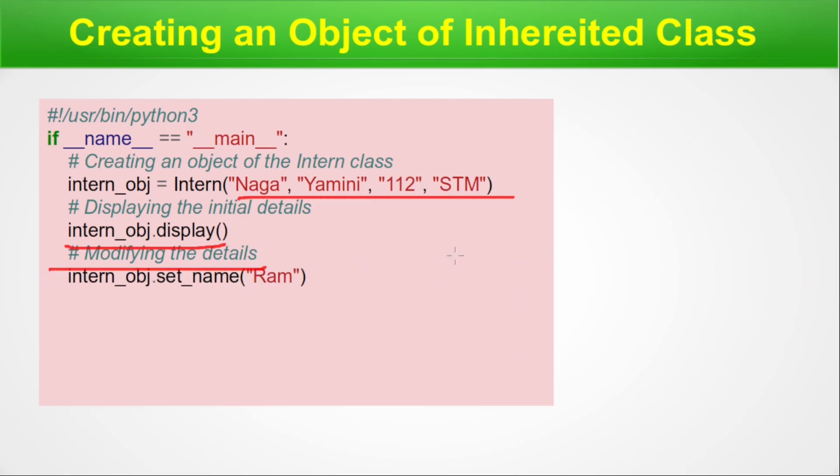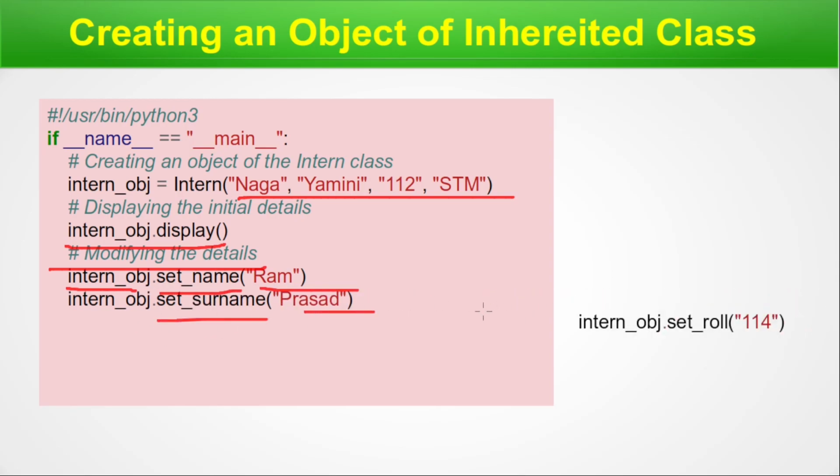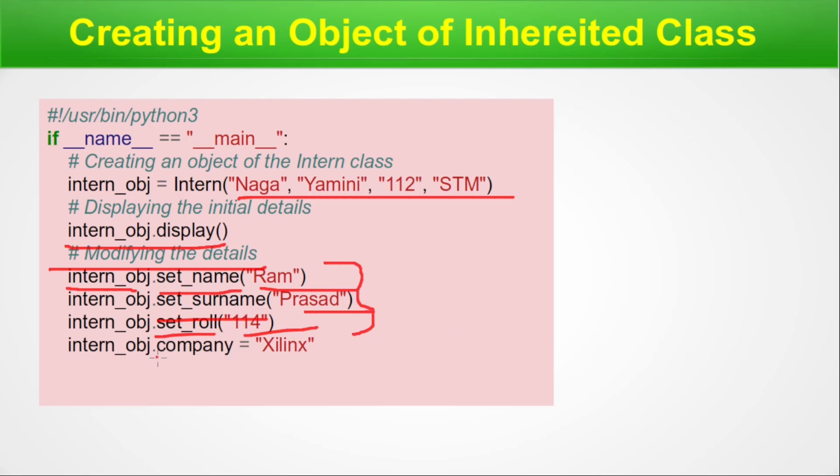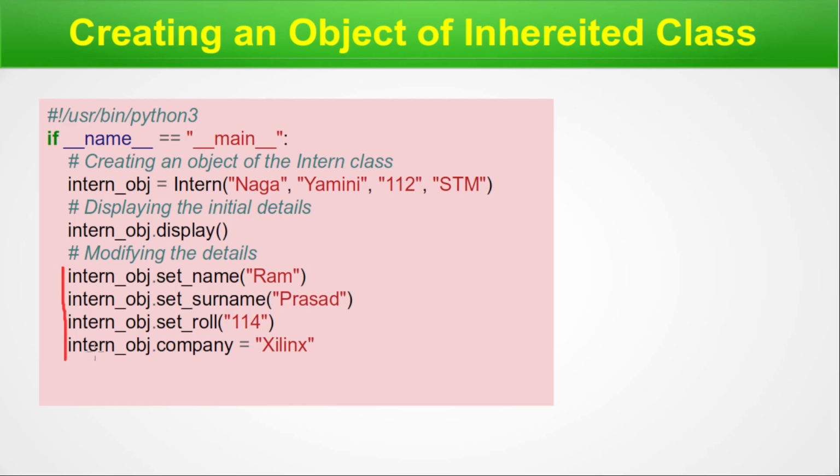Modifying the details. Intern object, then set name, then ram. Okay, we are changing it, and then we write intern object that set surname is Prasad, set roll number is 114. So we are modifying all these things, and we are modifying the company also, Xilinx. So you can see this modification is happening similar to the previous example when we have used the object, not the class. So the class is handshaking one with the parent and the child class, or the super class and the subclass. They are handshaking in between to their internal methods through the super keyword, right? And when we use it as an object, we operate it in a very similar fashion to what we have done earlier in the parent class.